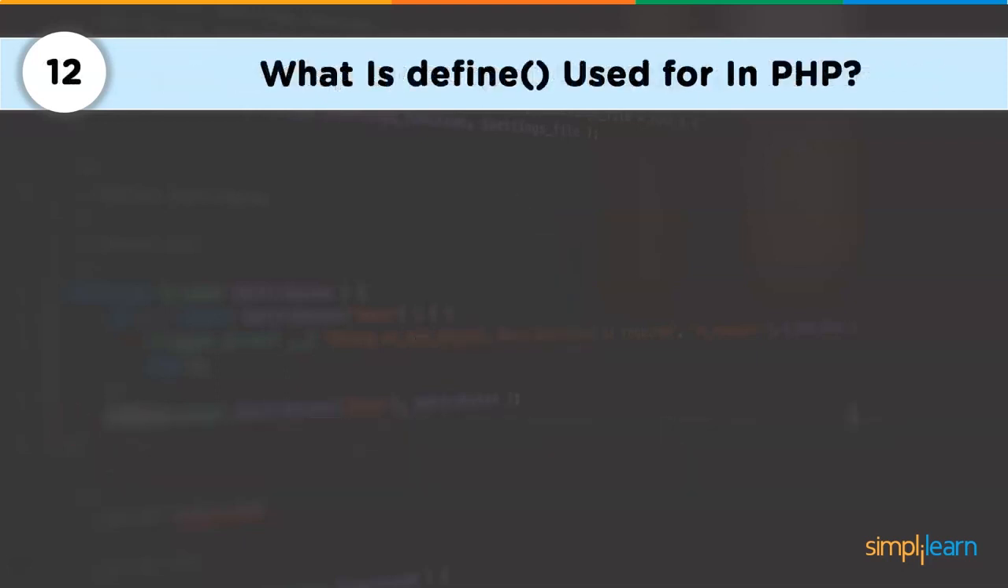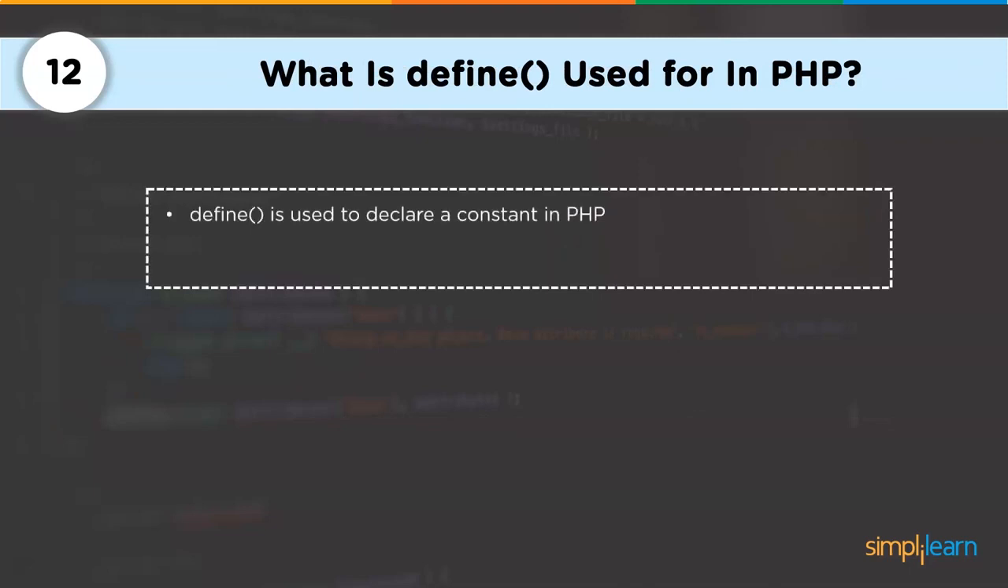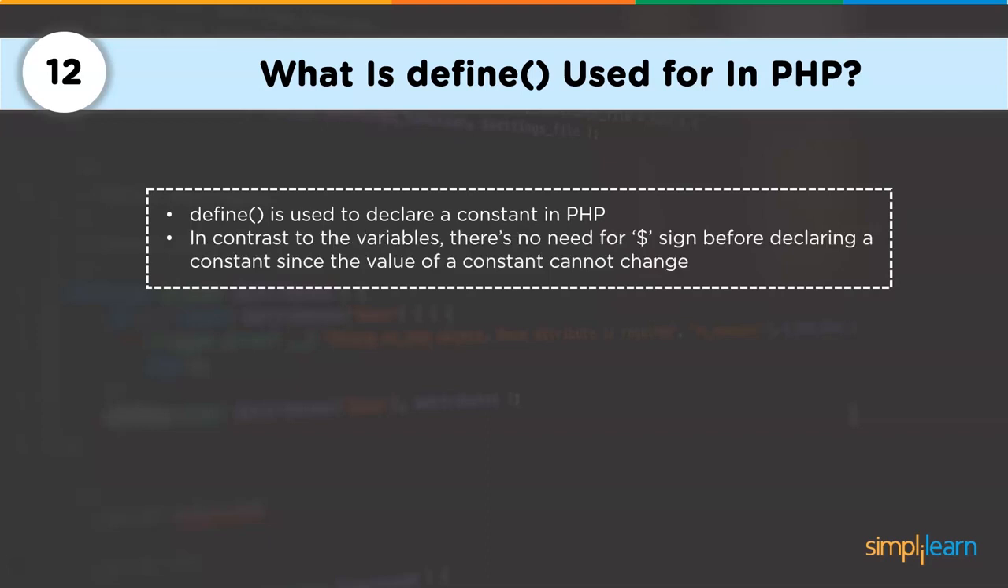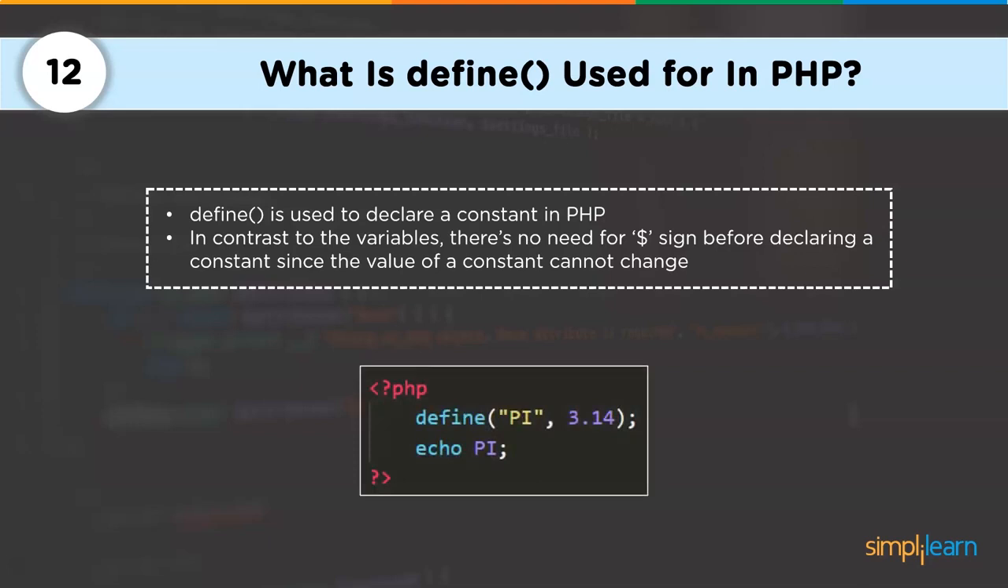Moving on, what is the define function used for in PHP? Now define is used to declare a constant in PHP. Also, in contrast to variables, there is no need for a $ sign before declaring a constant since the value of a constant does not change. Now, this is how you can use the define function to declare a constant.